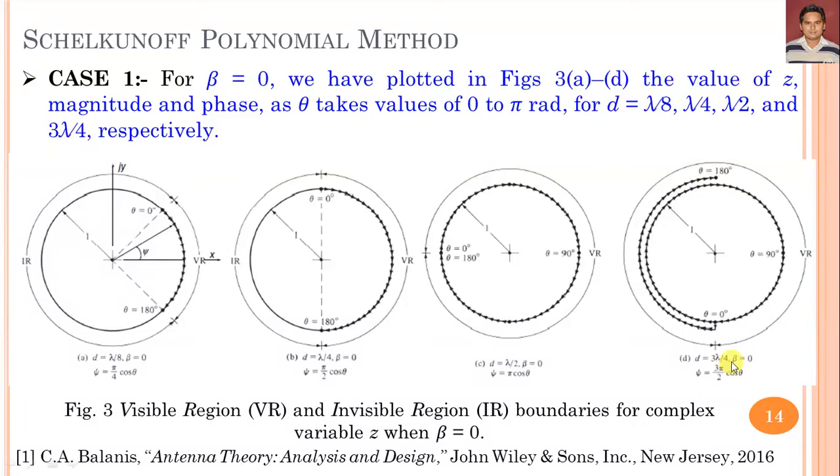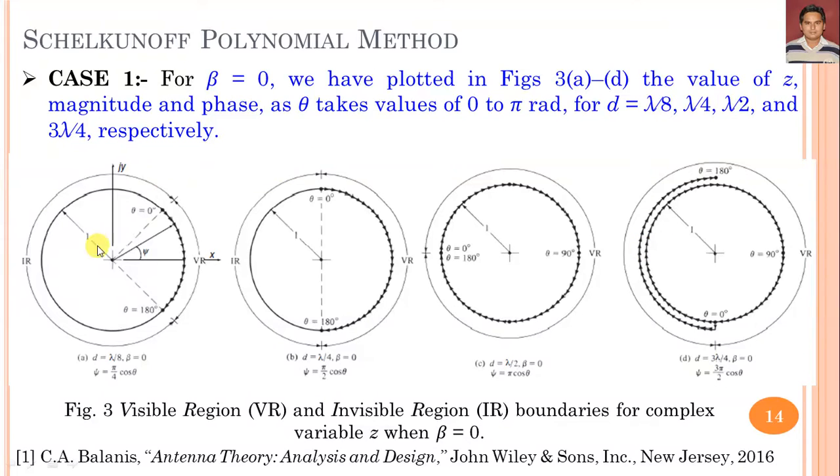But we can extend to d equal to 3 lambda by 4. Taking different values of theta from 0 to pi, we can calculate that for each lambda by 2 distance the unit circle is completely covered, and for a further lambda by 4 distance, I mean 3 lambda by 4, another half circle is obtained in the visible region. Here you can see theta equal to 0 and theta equal to 180 degrees, and this is the region of theta equal to 90, and this is again theta equal to 90.